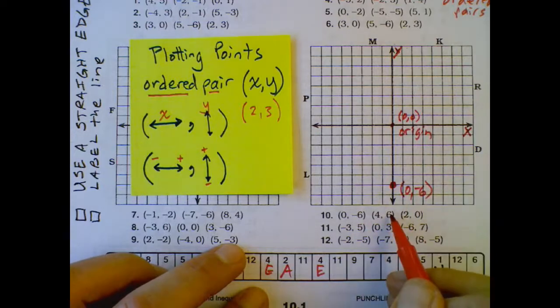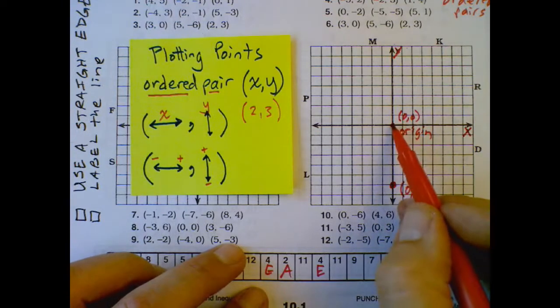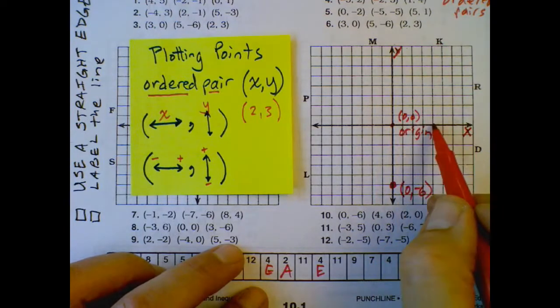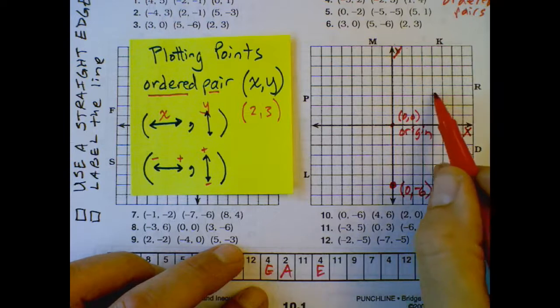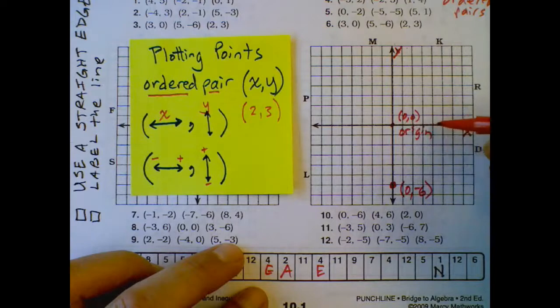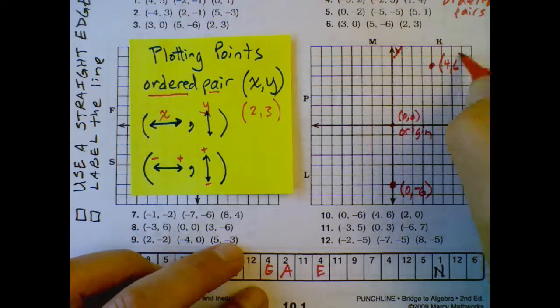My next point is 4, 6. So I'm going to start at the origin. And that's positive 4, so move in the positive x direction. 1, 2, 3, 4. And positive 6 in the y direction. 1, 2, 3, 4, 5, 6. Did I count that right? 1, 2, 3, 4. 1, 2, 3, 4, 5, 6. So there's that point. So there's the point 4, 6.